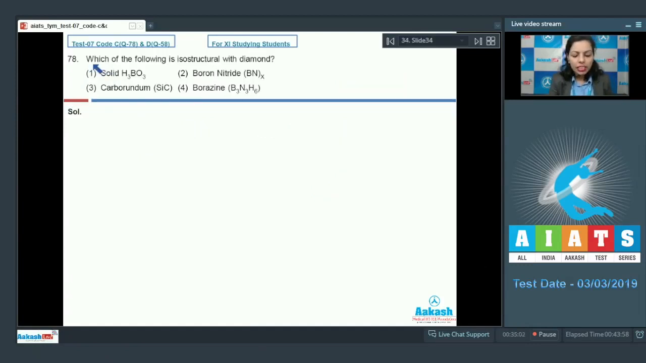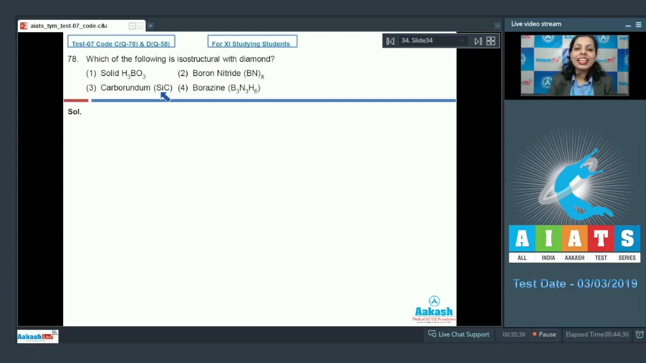After this, question number 78. Which of the following is isostructural with diamond? If I talk about diamond, diamond has sp3 hybridized carbon. Its shape is tetrahedral, we know that. And if I talk about solid H3BO3, this H3BO3 has a hexagonal structure, not the tetrahedral. Further, boron nitride. Boron nitride has a graphite-like structure. sp2 hybridization is there. That's why it is not the correct one.